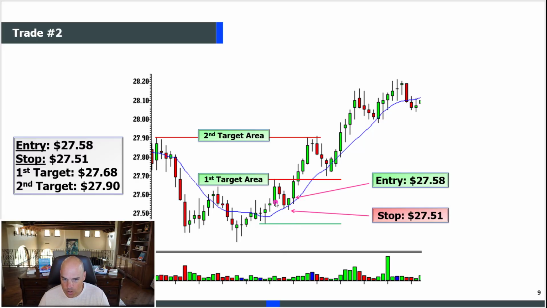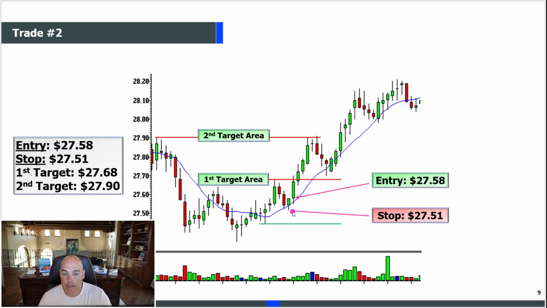Two lower highs, two lower lows, 50% retracement, rising moving average. Now we have what? Higher high number 1, higher high number 2, higher low number 1, higher low number 2. Whoo! Now we officially have an early stage 2 uptrend, which makes this entry at 27.58 by 27.51, quote, money.